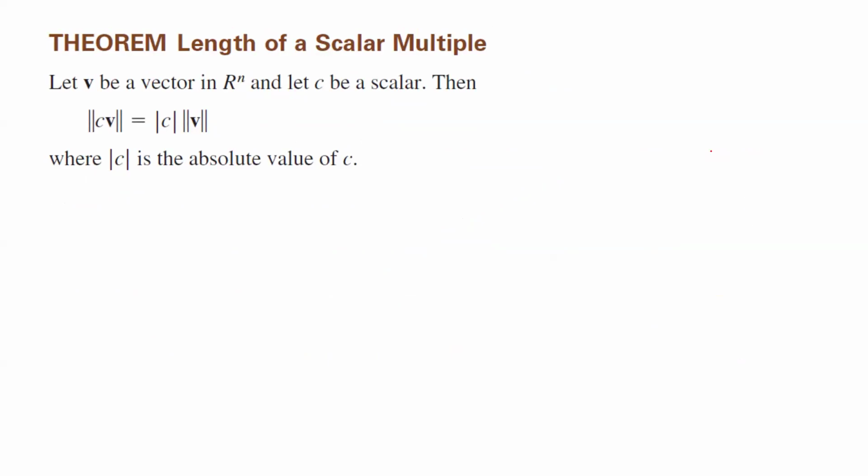The property of the length. If I ask you to find the length of a vector which is multiplied by a scalar like c, you can say that, hey, I just find the length of that vector and then multiply it by the absolute value of c. Absolute value of this number. So if this number is negative, it becomes absolute value of negative, which becomes positive.